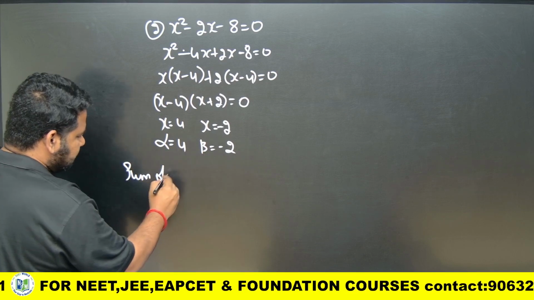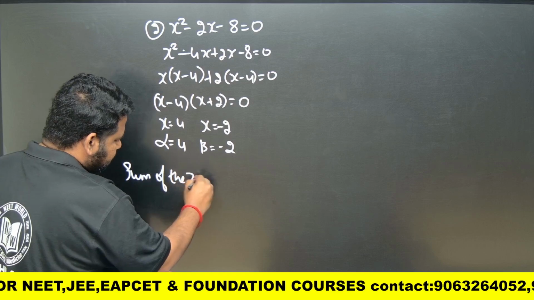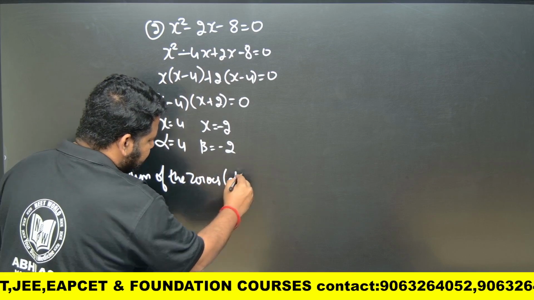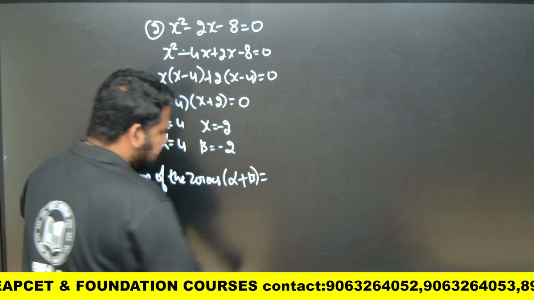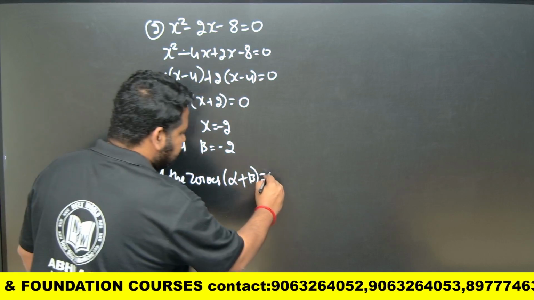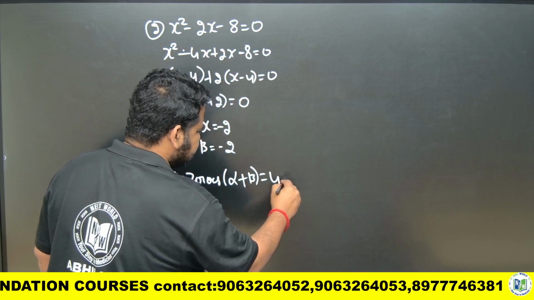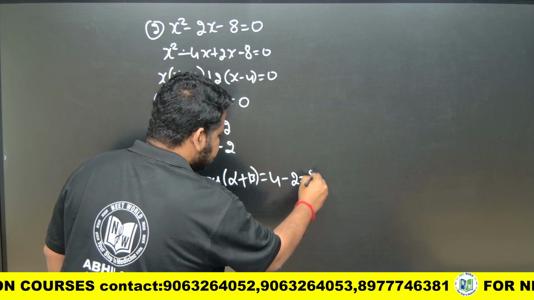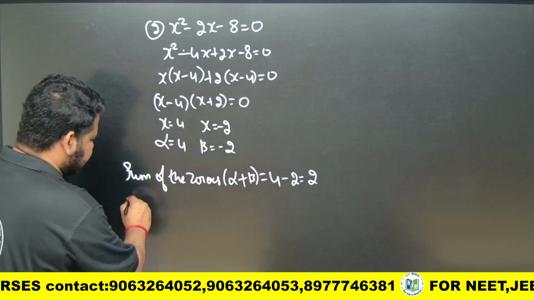Then you can write sum of the zeros, alpha plus beta. That is the direct method. Sum of the zeros is what? 4 plus minus 2, that is 4 minus 2. I'll get it as just 2.